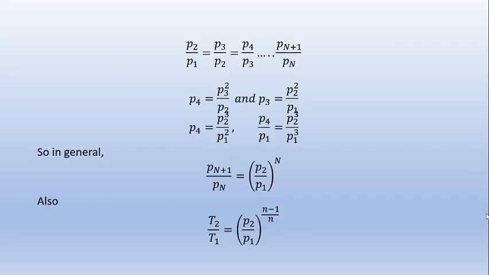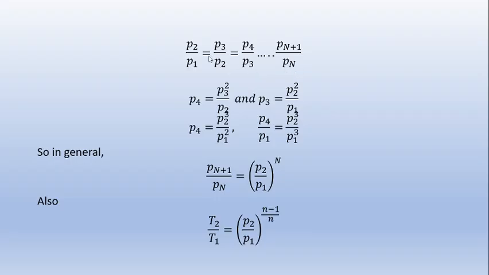Now if you consider n number of stages, where n is the number of stages, then the pressure ratios will be P2 by P1 is equal to P3 by P2 is equal to P4 by P3, etc. C is equal to P of n plus 1 divided by Pn, where n is the number of stages.